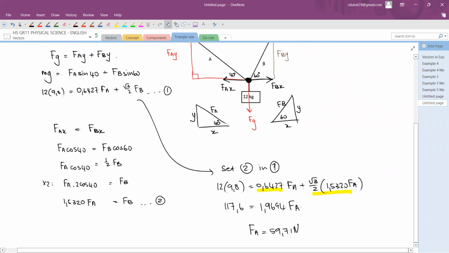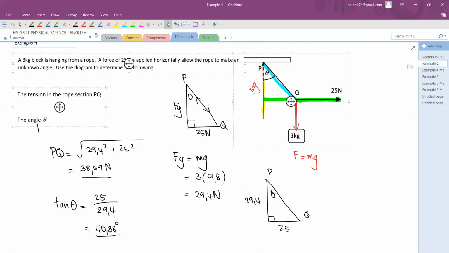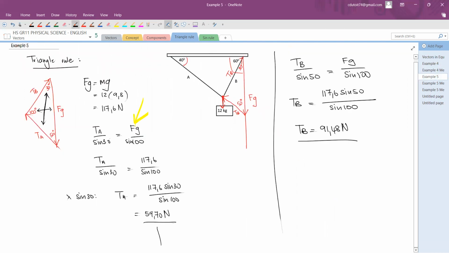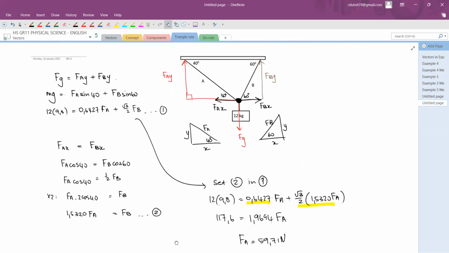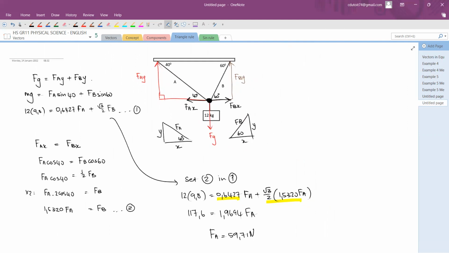Did we get that in the previous example? Yeah, 59.70. We are slightly out. Why? Because we rounded off to 4 decimals straight through, but that will be marked correct. Okay, good. Have a look at this and then tell me that from here you can do FB easily. FB is just 1.5320 times that answer of 59.71.